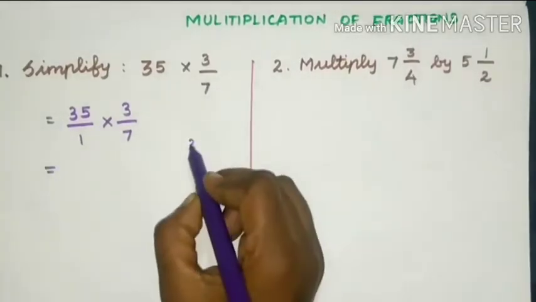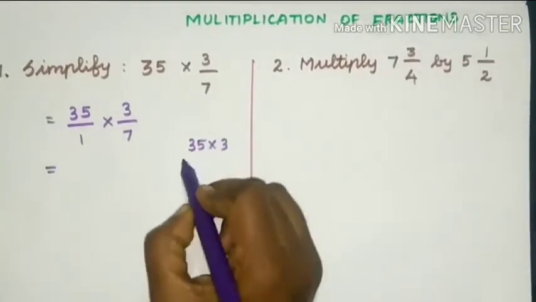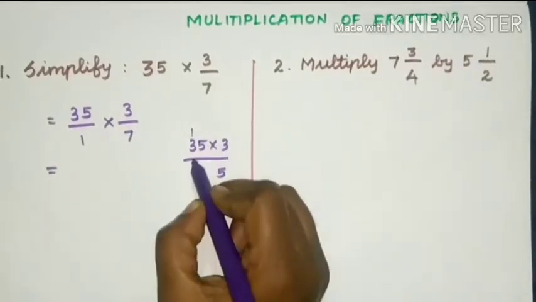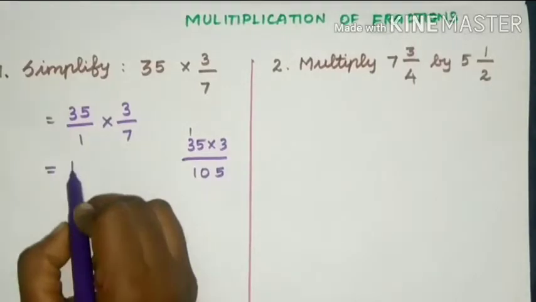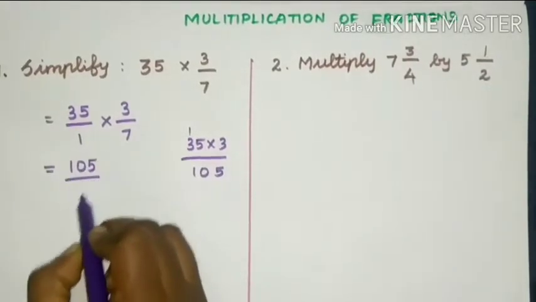35 into 3 is 3 5s are 15, 3 3s are 9, 9 plus 1 is 10. 35 into 3 is 105 by 7.